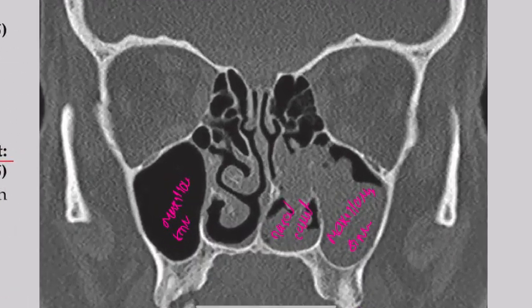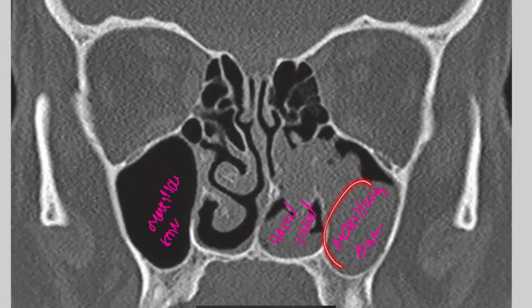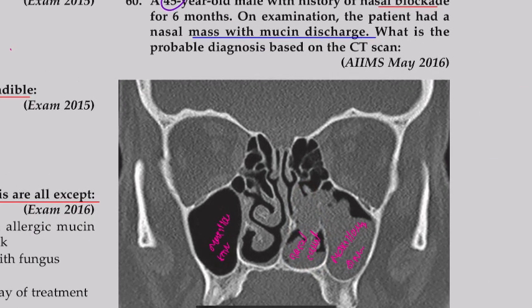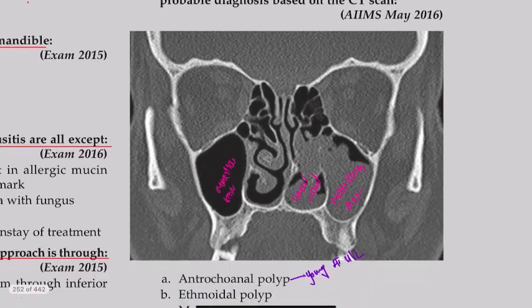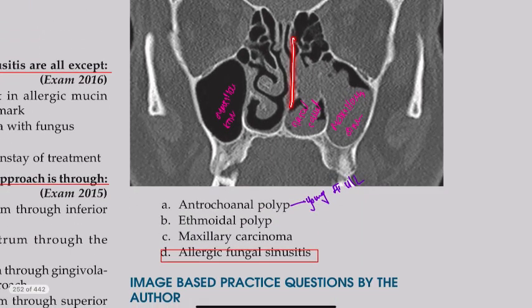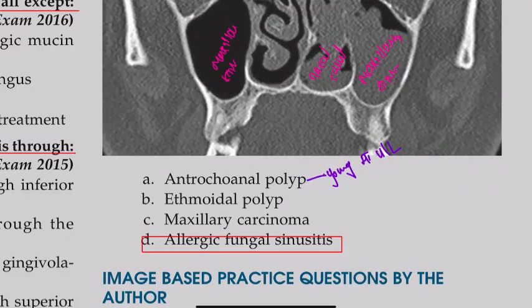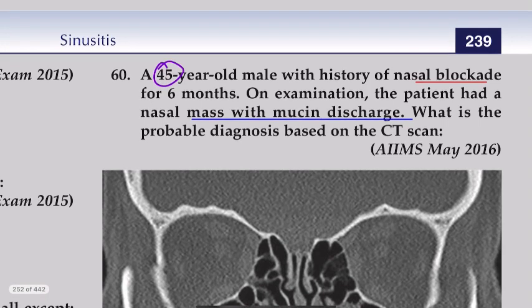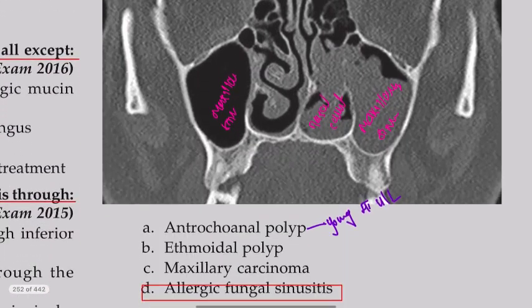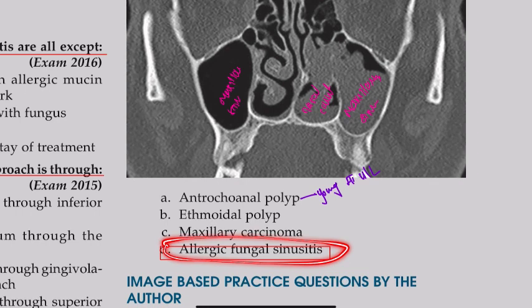Now here we can see the left maxillary sinus is filled, right? The nasal cavity on the left side is also filled. So unilateral obstruction is seen, and a fluid level is also seen here. What is the probable diagnosis on CT scan? Since it is unilateral blockage, it can be an antrochoanal polyp, right? But antrochoanal polyps are seen in young individuals, and here the presentation is in a 45-year-old. So the right answer is allergic fungal sinusitis, right?